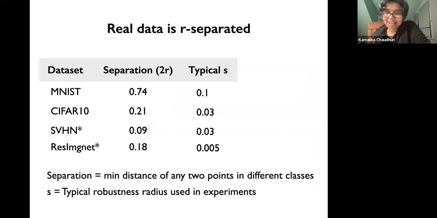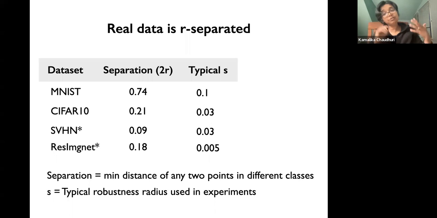And to understand this, we did some measurements. So we picked 4 standard data sets, on which people do a lot of adversarial examples experiments. So MNIST, CIFAR-10, SVHN, and restricted ImageNet. And we measured the separation. The separation is the minimum distance between any 2 points in different classes, right? And if I recall correctly, here we are looking at any 2 training points, but you get similar results if you also look at test data. So adding test data into the mix doesn't make a big difference.